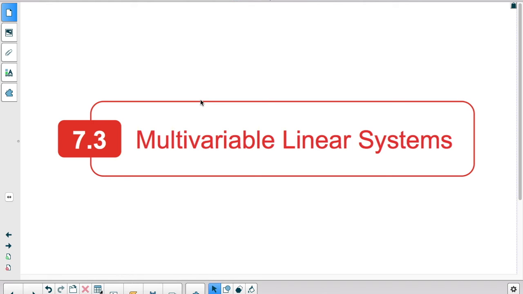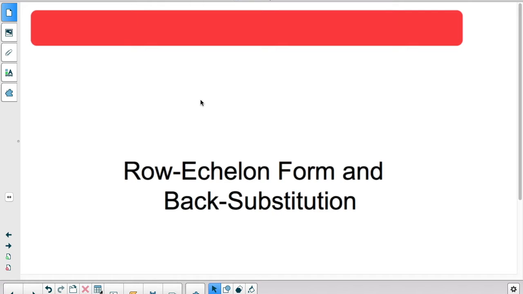Alright, so what we're covering here in chapter 7.3 is multivariable linear systems. So we're talking about three-variable systems of equations, some dealing with three variables. It might not always be square, but we'll look at that in a little bit. Now the first thing we're looking at is row echelon form.